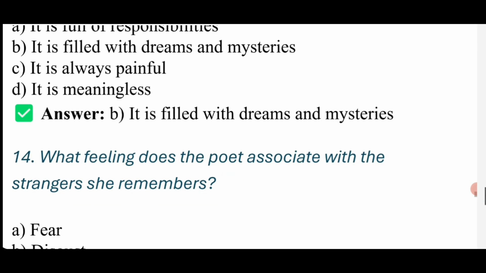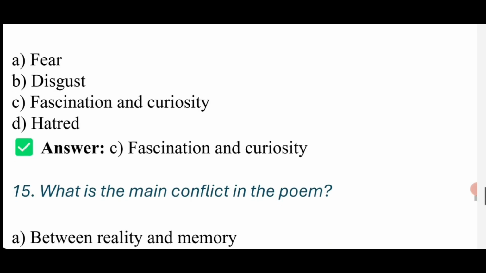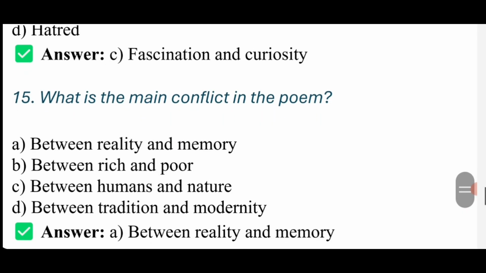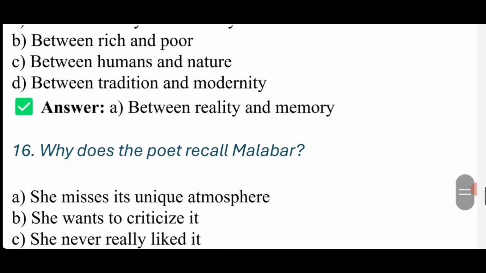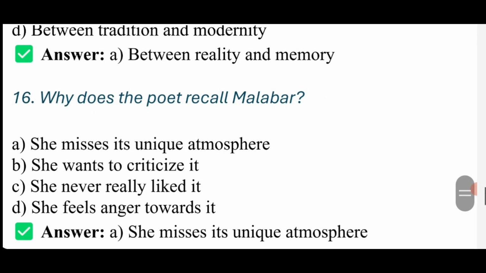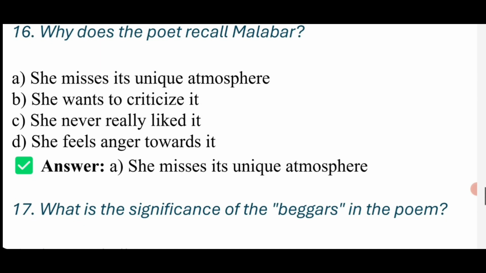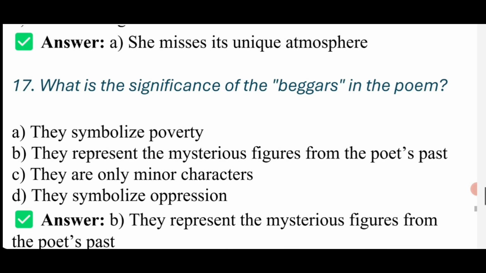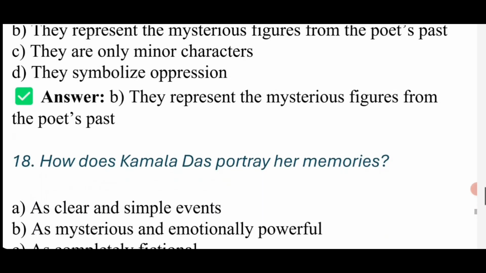What feeling does the poet associate with the strangers she remembers? Fascination and curiosity. What is the main conflict in the poem? It's between reality and memory. Why does the poet recall Malabar? She misses its unique atmosphere. What is the significance of the beggars in this poem? Beggars represent the mysterious figures from the poet's past.